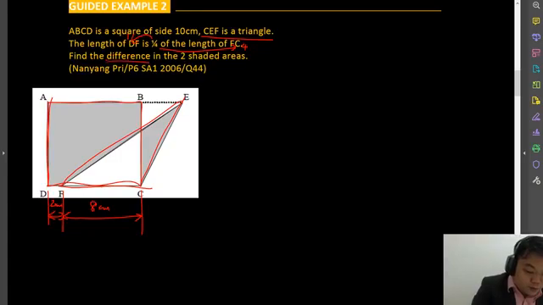Now that we have understood the trick from guided example 1, and we want to find the difference in the two shaded areas, we now know that it is not so important to find the individual shaded areas. Agree?